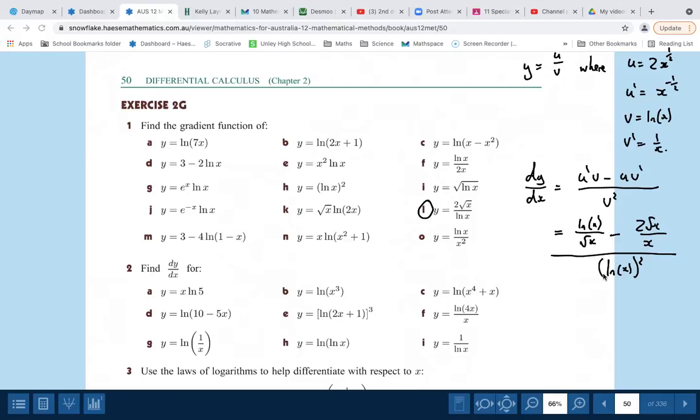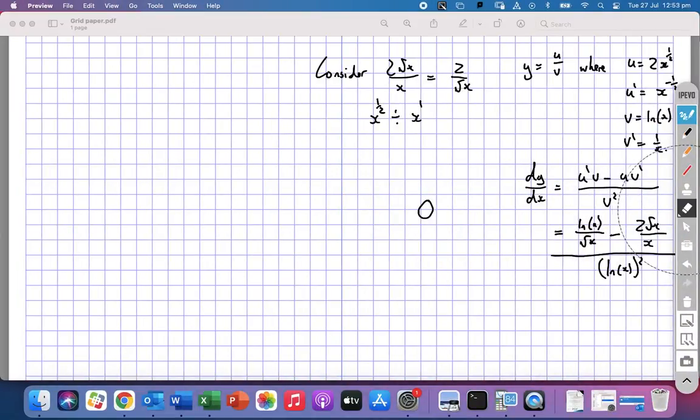Now this could do with a bit of tidy up. This 2 root x on x, just consider that for a minute. Consider 2 root x on x, well that's the same as 2 on root x. Here we've got a power of a half. Here we've got a power of 1, so we do half minus 1 is minus a half, and there's our power of minus a half there. It's starting to get a bit messy, I'm going to erase that.